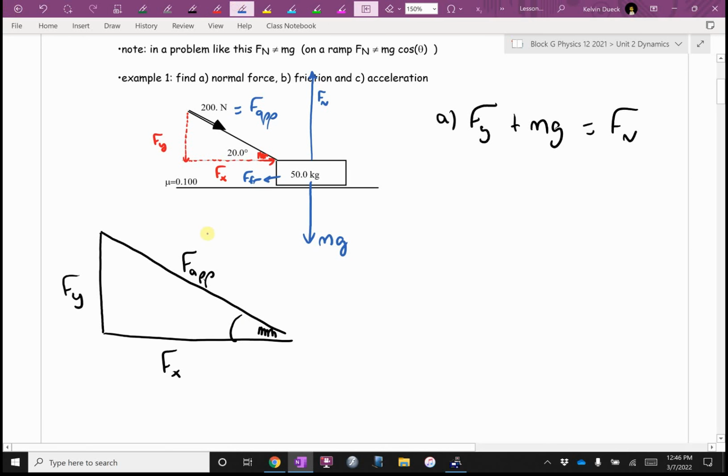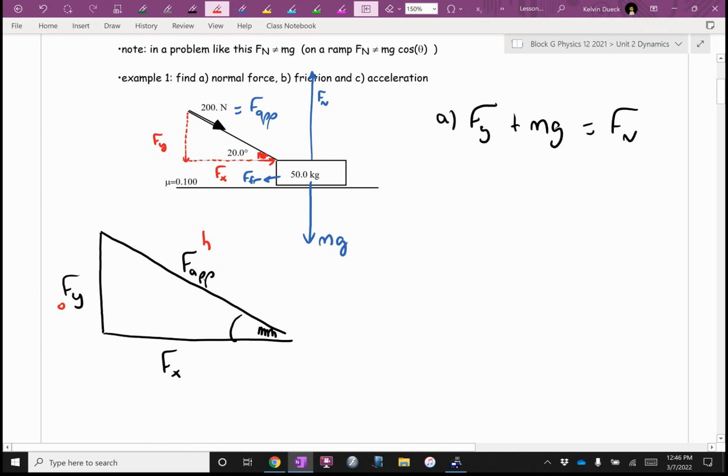So I know F applied. I'll label that with an H. Fy, opposite or adjacent? Which trig function? Are you telling me that Fy is sine? That will work. However, if you choose to go parallel and perpendicular here, the two lines, stupid trick, won't work here.